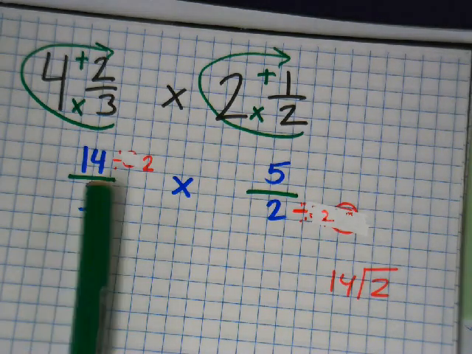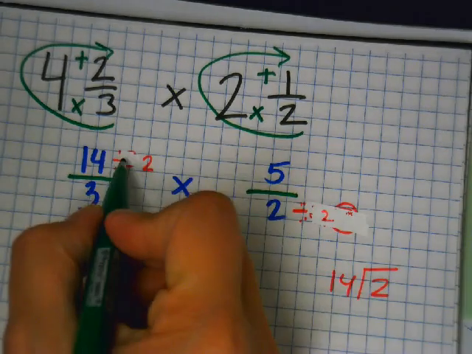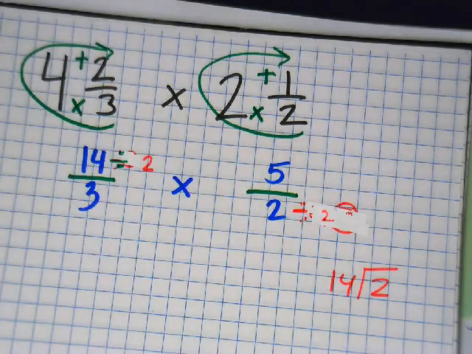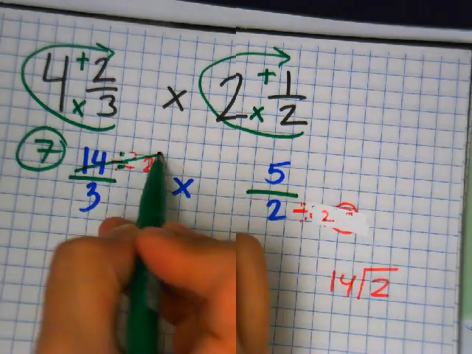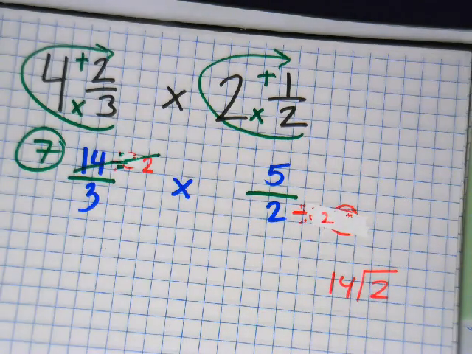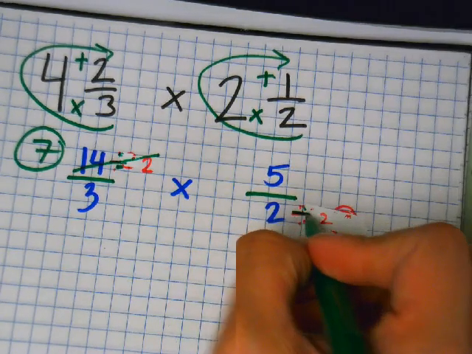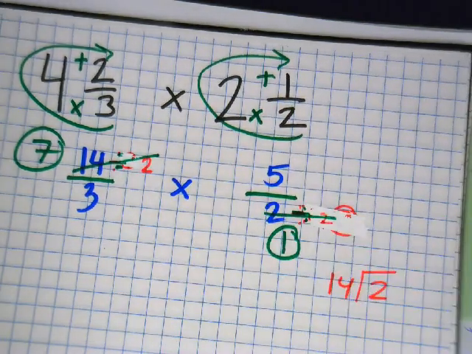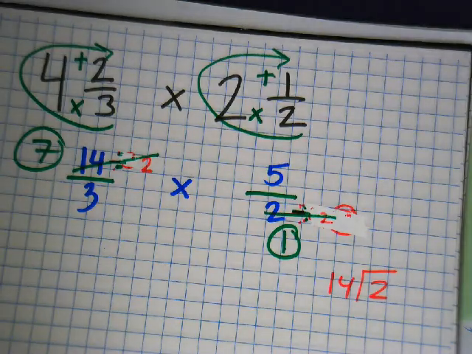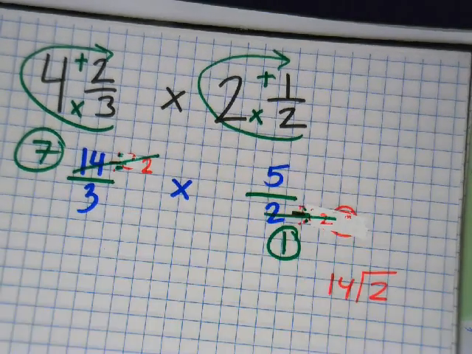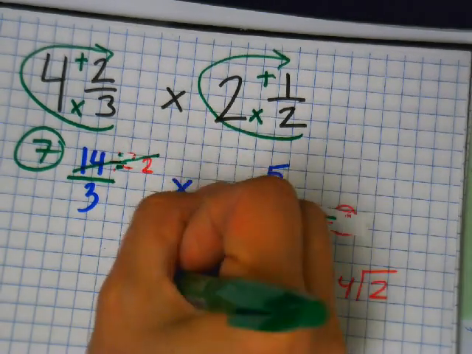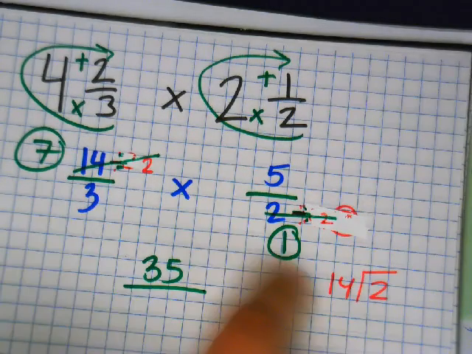All right, what's 14 divided by 2? 7. So there's a 7 on the top. Do I use the 14? Nope, cross it out. 2. And then 2 divided by 2? 1. So, what do I have on the top? I have 7 and 5. What's 7 times 5? 35. What's 3 times 1? 3.